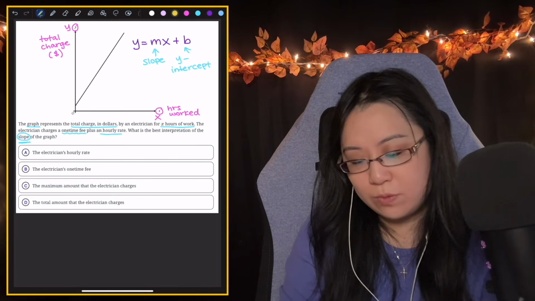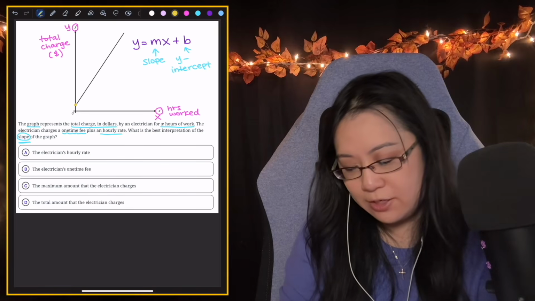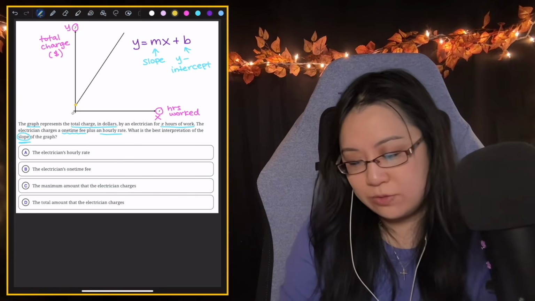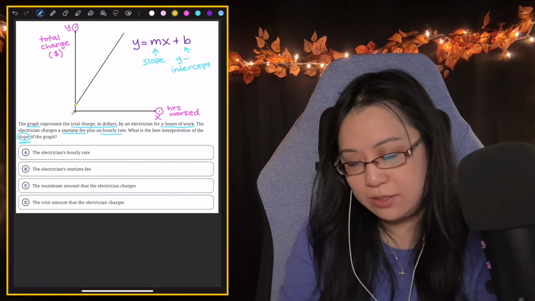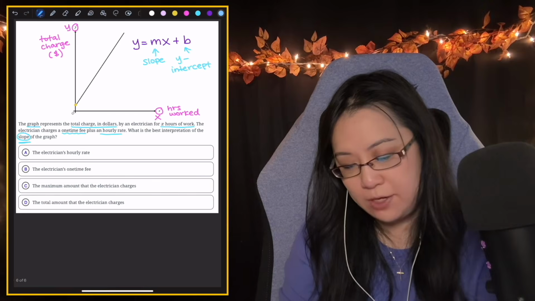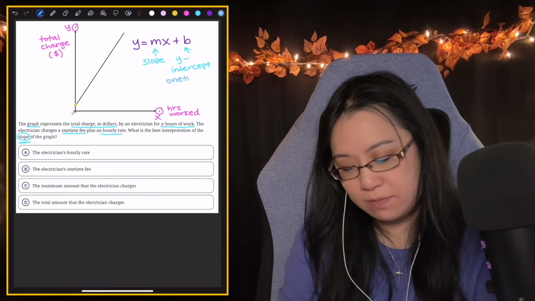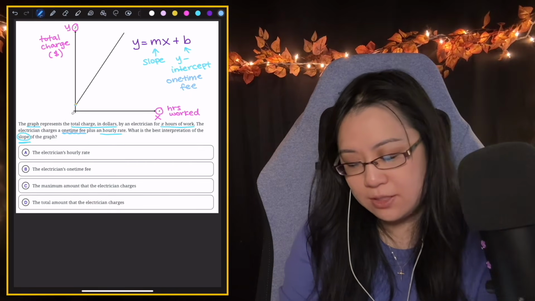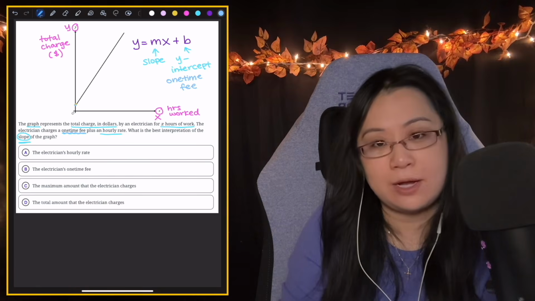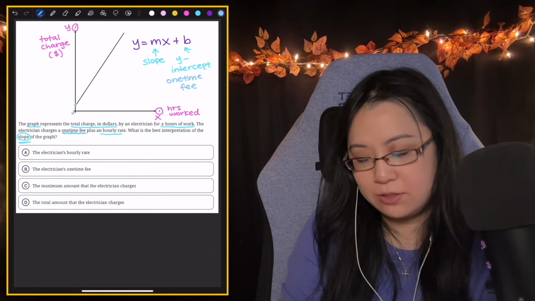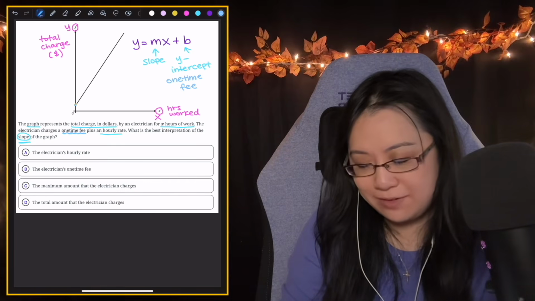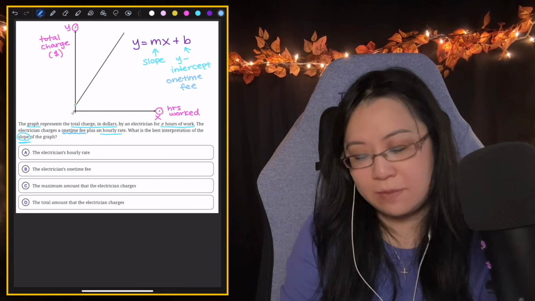So the y-intercept is right there. It's what is the y value when x equals 0. So that is actually going to be the one-time fee, as it describes here in the question. Because if this electrician works 0 hours, if x equals 0, there's still a total charge, presumably for just showing up or something, right? So that's our one-time fee.